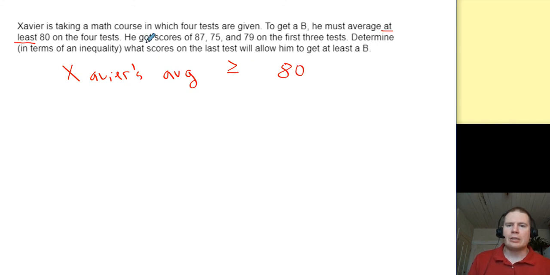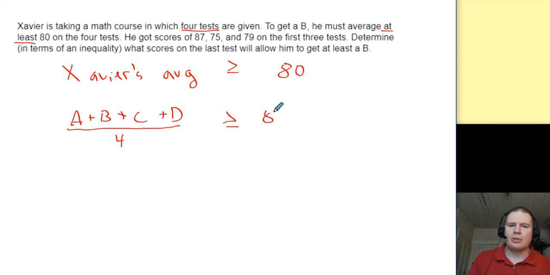Okay, well, what is the average? In this case, they're talking about the arithmetic mean, the mean average we're used to. We've got tests A, B, C, and D, 4 tests, right? And you add up your scores on all 4 tests. And we're saying that average has to be more than 80. All right, well, fine. Maybe he got 100 and 100 and 60 and 60. Well, that's not the case. We already know what he got on those first 3 tests. He got scores of 87, 75, and 79 on the first 3 tests.